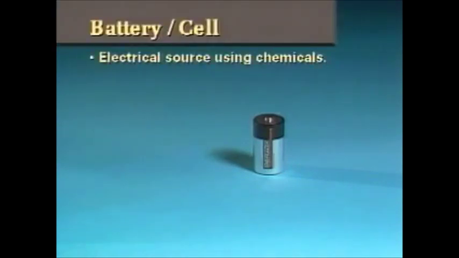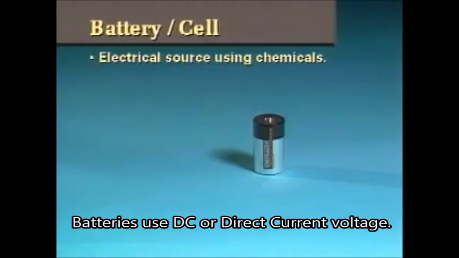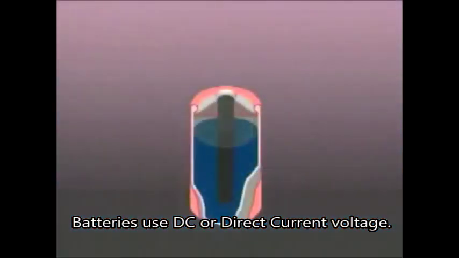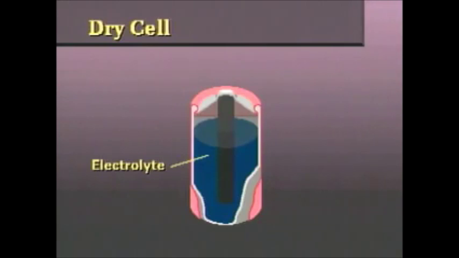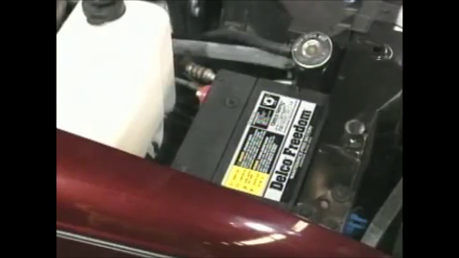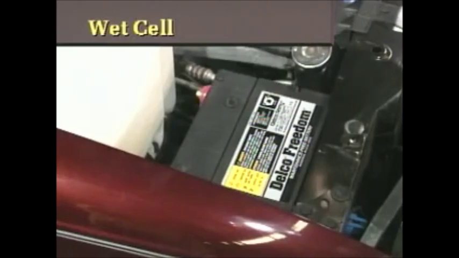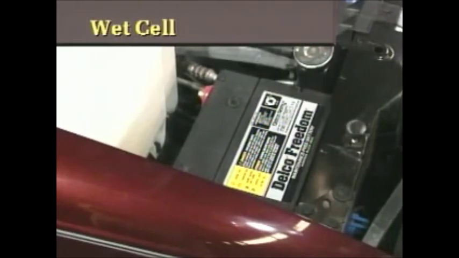Once again, chemical energy produces DC voltage. Let's take a closer look at how a cell operates. All cells contain two different terminals, or electrodes, immersed in a chemical solution called an electrolyte. The electrolyte is either a paste or a liquid. This cell contains electrodes that are immersed in a paste and is called a dry cell. The automobile battery uses a liquid electrolyte solution and is called a wet cell battery.